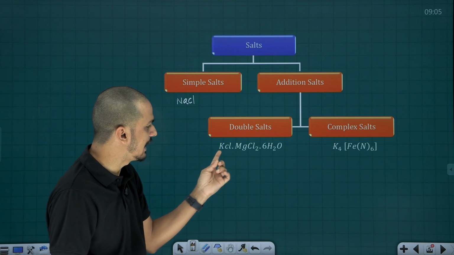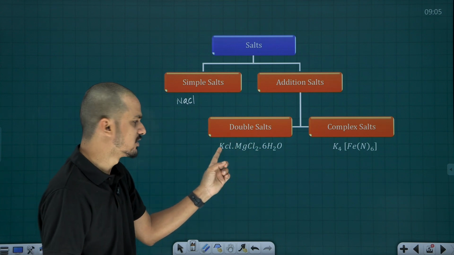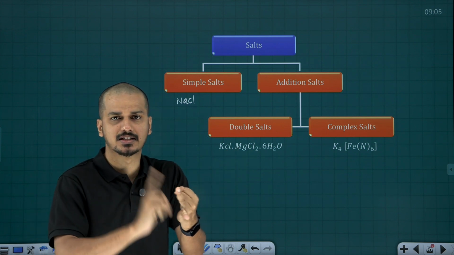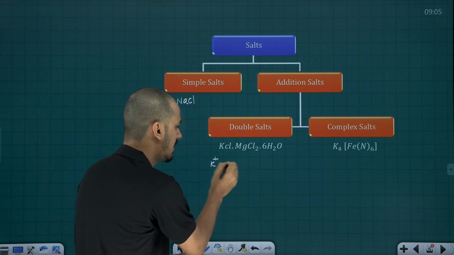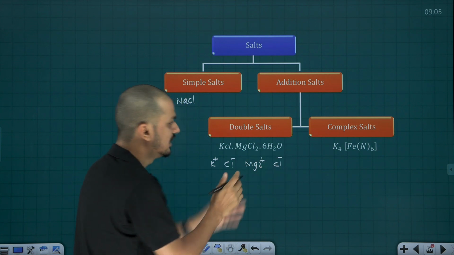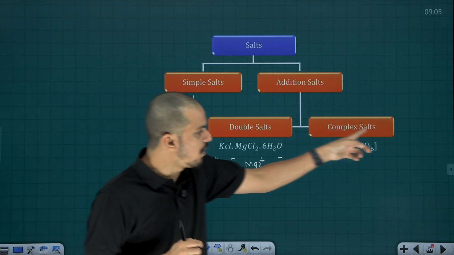Double salt example: KCl.MgCl2.6H2O, that's called carnallite. Once we dissolve this in water, it will give you K+, Cl-, Mg2+ and Cl-. So that also will give you simple ions. What about complex salt?